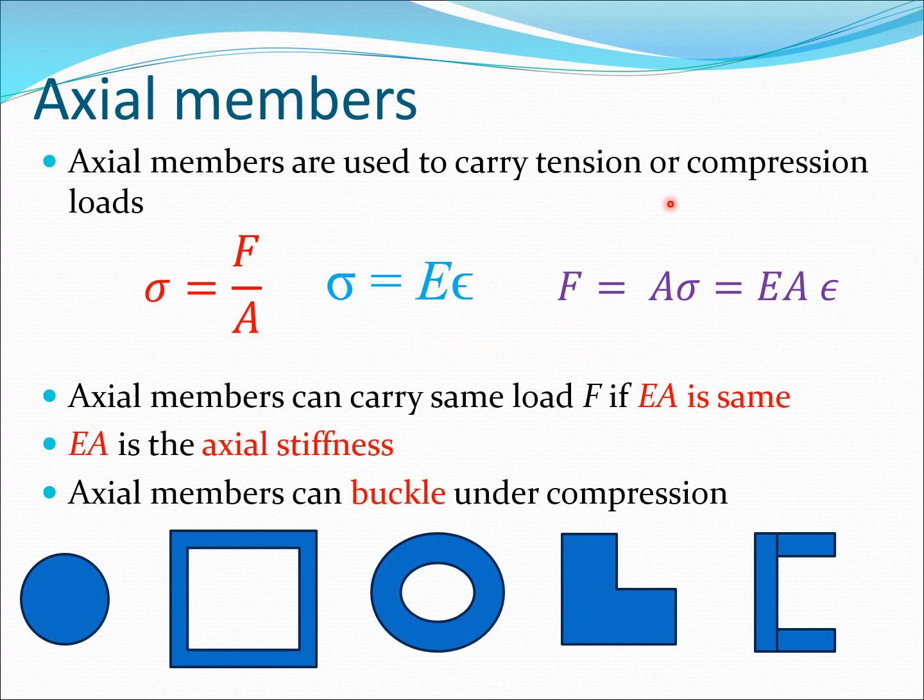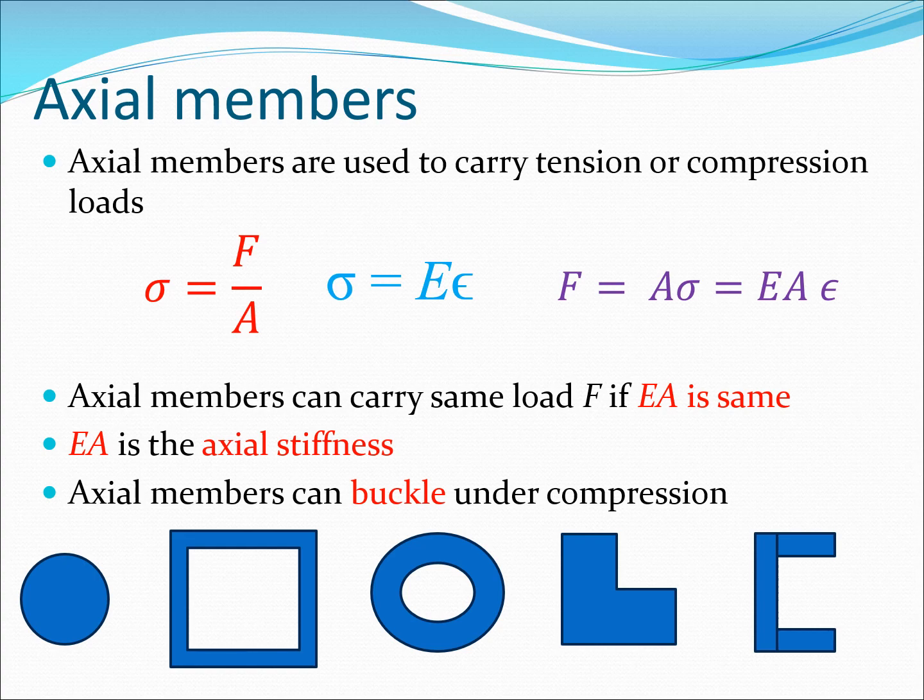So this is an important relationship, and from this relationship we can see that the axial member can carry the same load F if EA is the same here. So EA is a parameter which is very important. So what happens is that let's say these are the different cross sections which are available to you. You can choose any cross section as long as EA of this cross section is the same. The particular load F can be carried here.